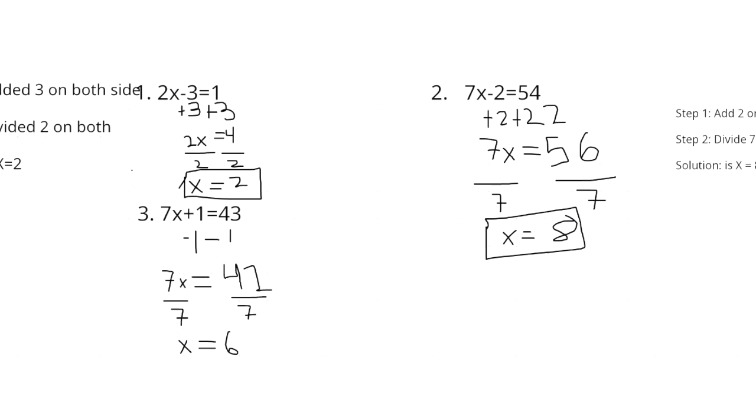Step 1 is subtract 1 on both sides. Step 2 is divide 42 by 7 on both sides. x equal to 6.